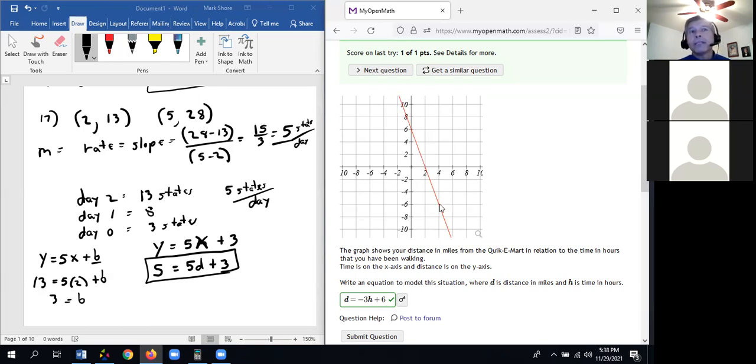And this one doesn't really make sense. At 4 hours, he's -6 miles away. That doesn't make sense. So really the only part of this graph that makes sense is just this little bit right here from 6 to 2. That makes sense. So anyway, that's how you do it.